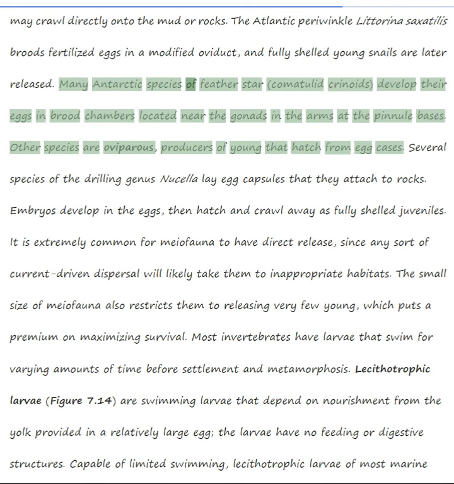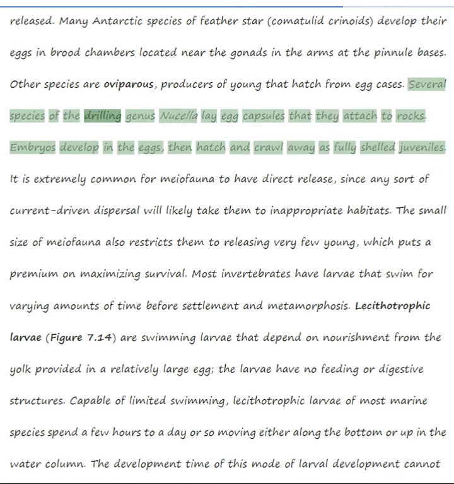Many Antarctic species of featherstar develop their eggs in brood chambers located near the gonads in the arms at the pinnule bases. Other species are oviparous, producers of young that hatch from egg cases. Several species of the drilling genus Nacella lay egg capsules that they attach to rocks. Embryos develop in the eggs, then hatch and crawl away as fully shelled juveniles.